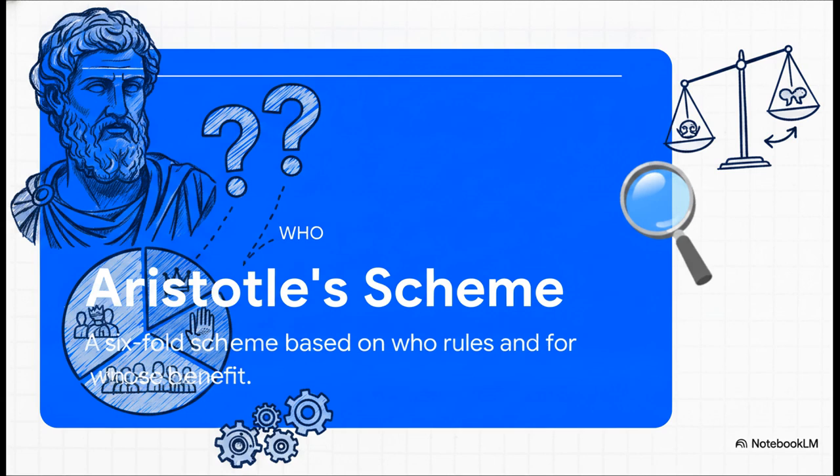He created this brilliant six-fold scheme dividing systems, like monarchy, aristocracy, and democracy, based entirely on two very practical questions. Who holds the power, and for whose benefit are they ruling? For example, is a single ruler acting for the public good, which makes it a monarchy, or merely for their own selfish interests, which makes it a tyranny? This simple but profound framework literally birthed the entire study of comparative constitutional law.